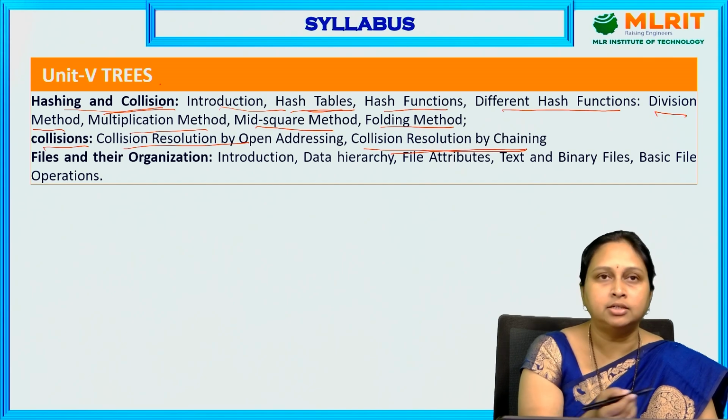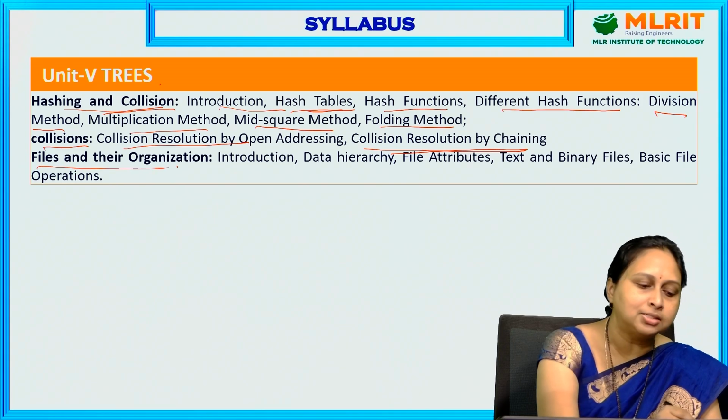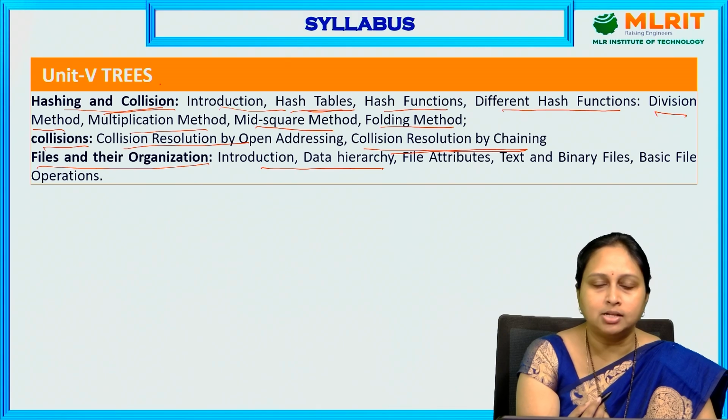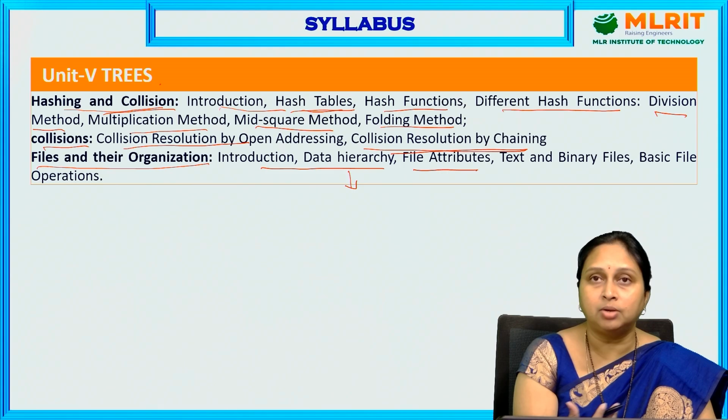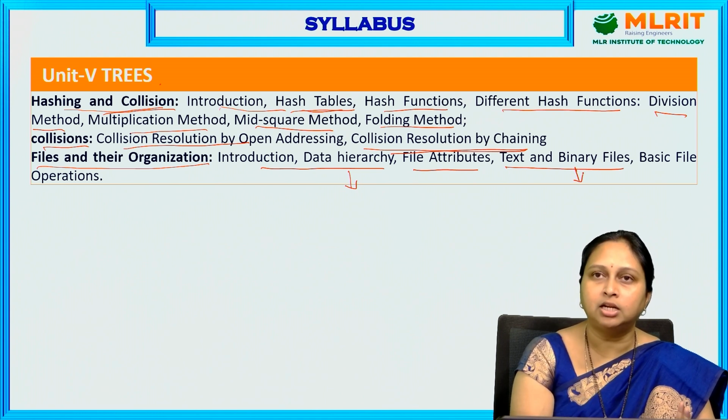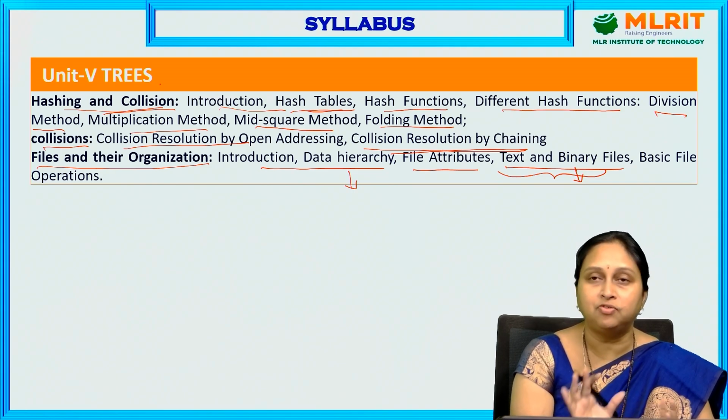This will be covered under these collision techniques, and with that we'll be seeing some basic concepts of files and their organization. What is a file, how we are going to store the data in files, what is the hierarchy we are going to maintain for files, what are the different file attributes we are going to use, and what is the difference between a text file and a binary file. Text file means it will be in the form of sentences, right? Binary files will be in the form of ones and zeros. We'll be looking into how we are going to represent text files and binary files, what difficulties you are going to face with them. The differences also we are going to look into.